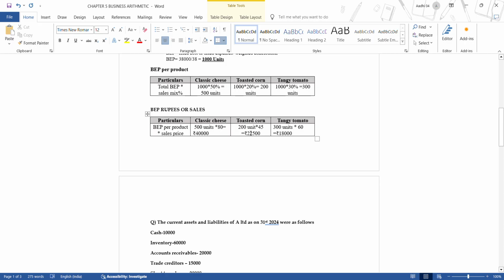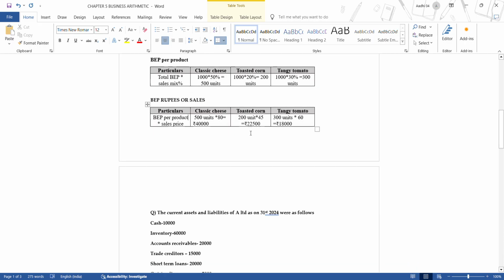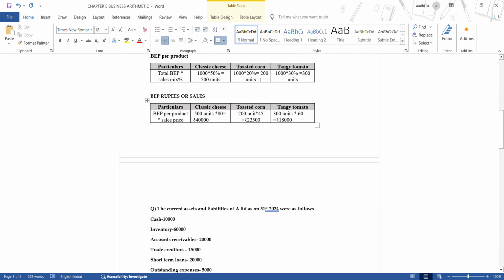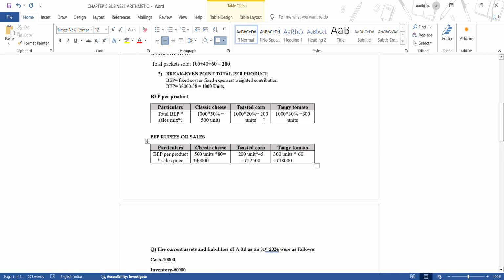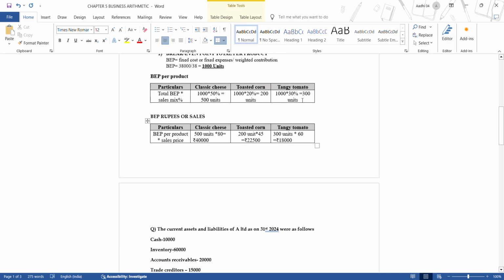Now for the toasted corn, what is the units they have got? That is 200 units. They have sold 200 units. So what is the price? What is the price of toasted corn? 200 units into 45. Now same goes for tangy tomato. They have sold 300 units. To find what amount they have produced, so 300 into 60 rupees, so you will be getting 18,000 rupees.